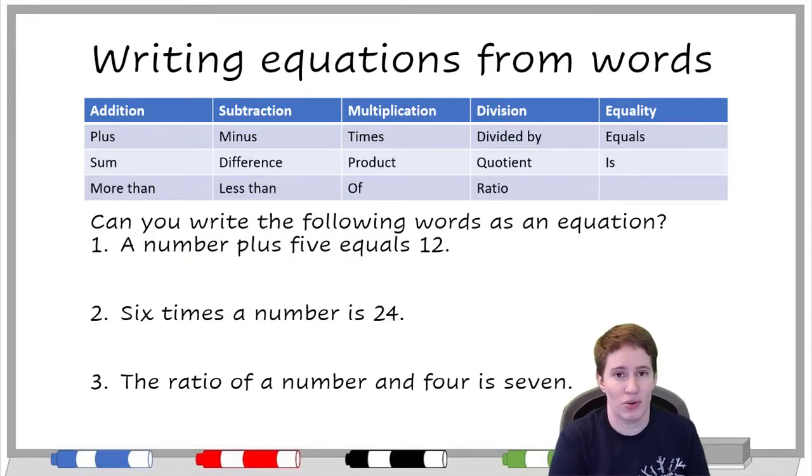Well, we're going to put a variable, and that's what's going to make this an equation. So a number, I can pick whatever letter I want, but since it says a number, I like to pick N because that's the first letter of number. So a number plus, so I put plus 5 equals, and then 12.